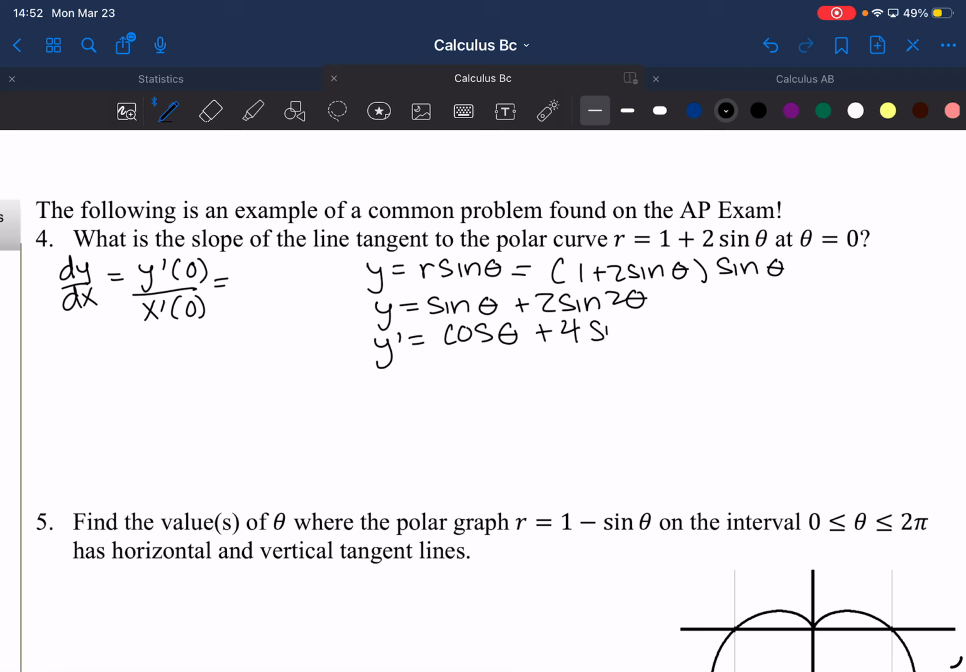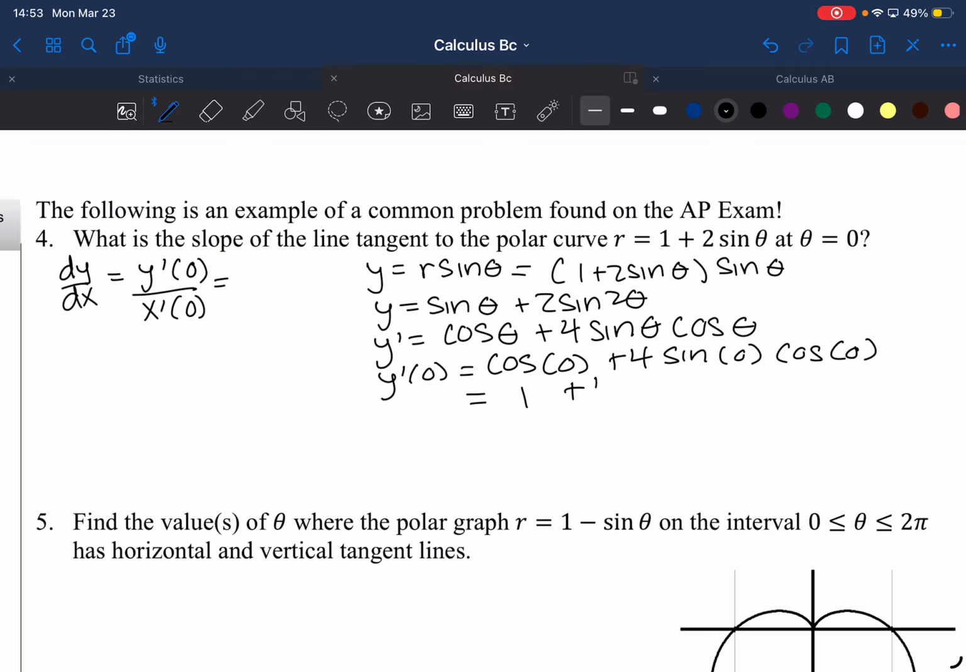And then from here, I want to find when y prime of theta is 0, or sorry, when theta is equal to 0. So I'm just going to plug in 0 for theta. So I have cosine of 0 plus 4 sine of 0 and then cosine of 0. This is going to give me 1 plus 4 times 0 times 1, because cosine of 0 is 1, sine of 0 is 0. And this gives me 1. So that is the first part of my answer. I know this is going to be 1 over some value.